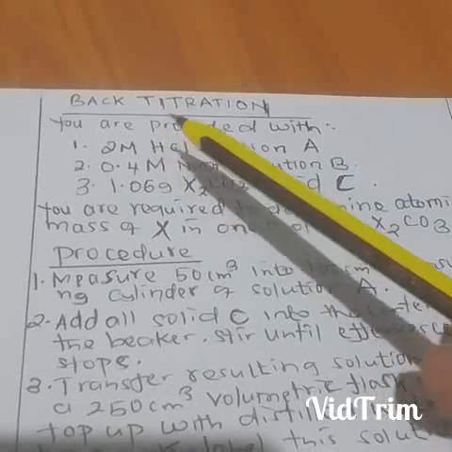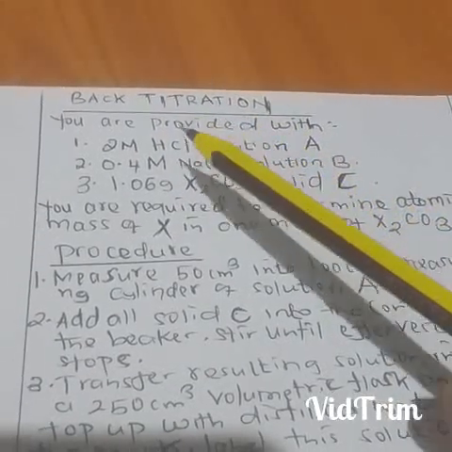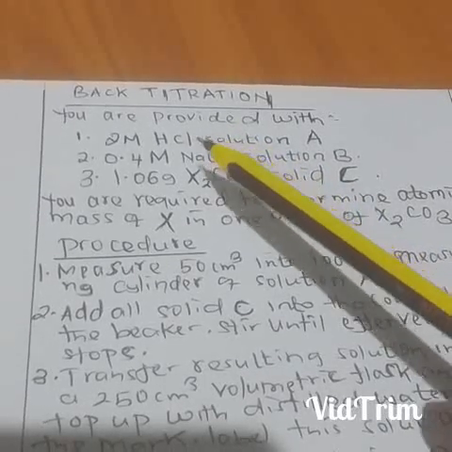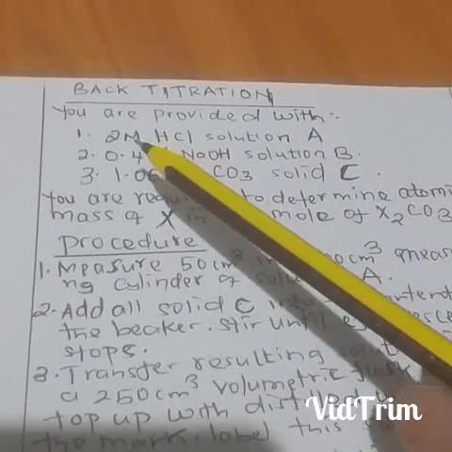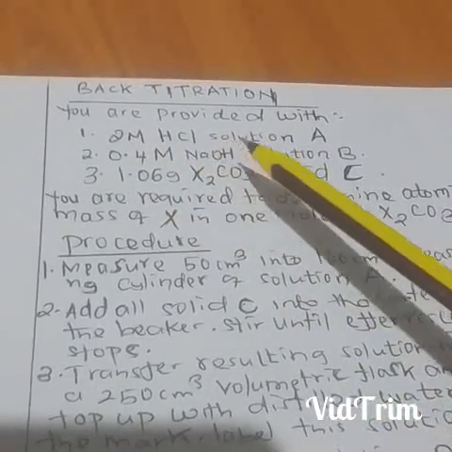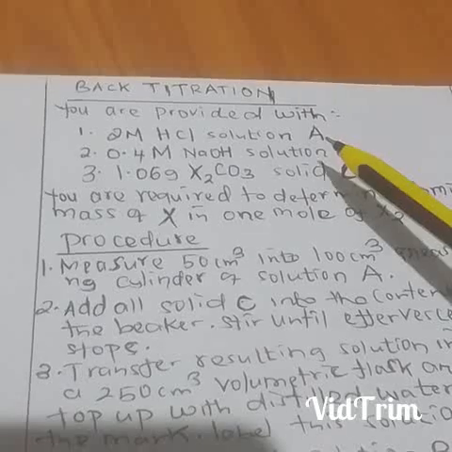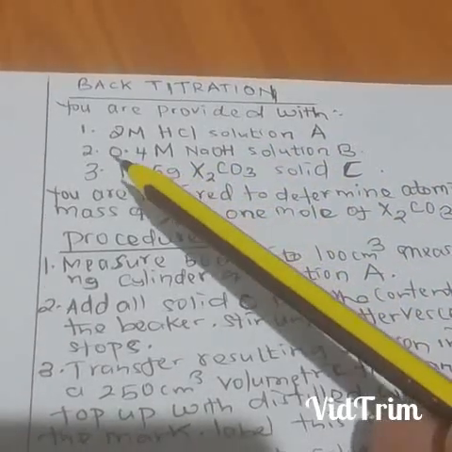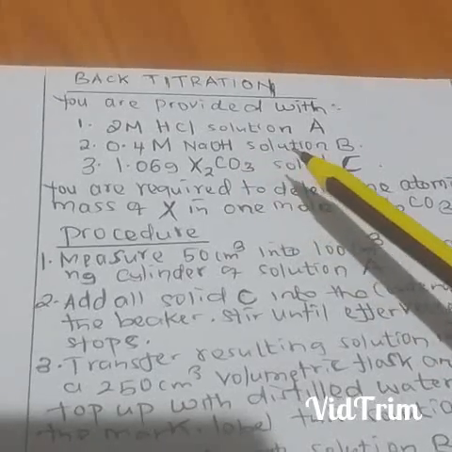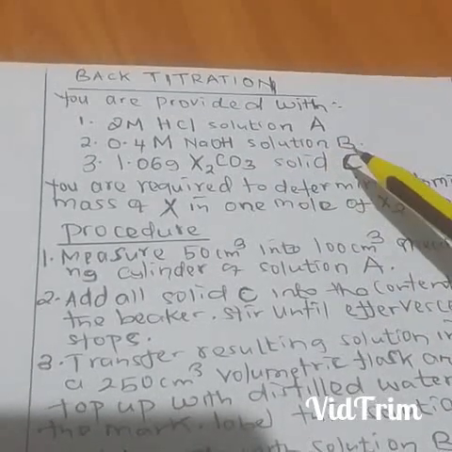This is back titration, and you are provided with the following reagents. The first reagent is 2 molar HCl, solution A. Then the second reagent is 0.4 molar sodium hydroxide, solution B.